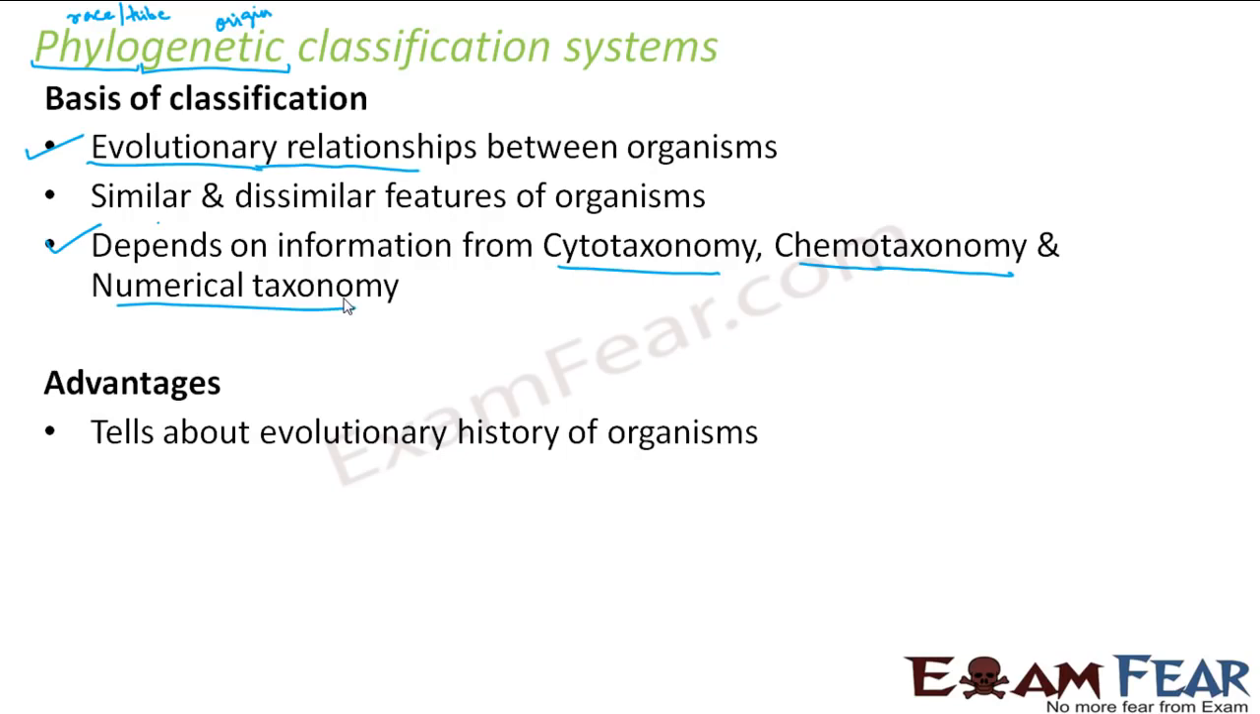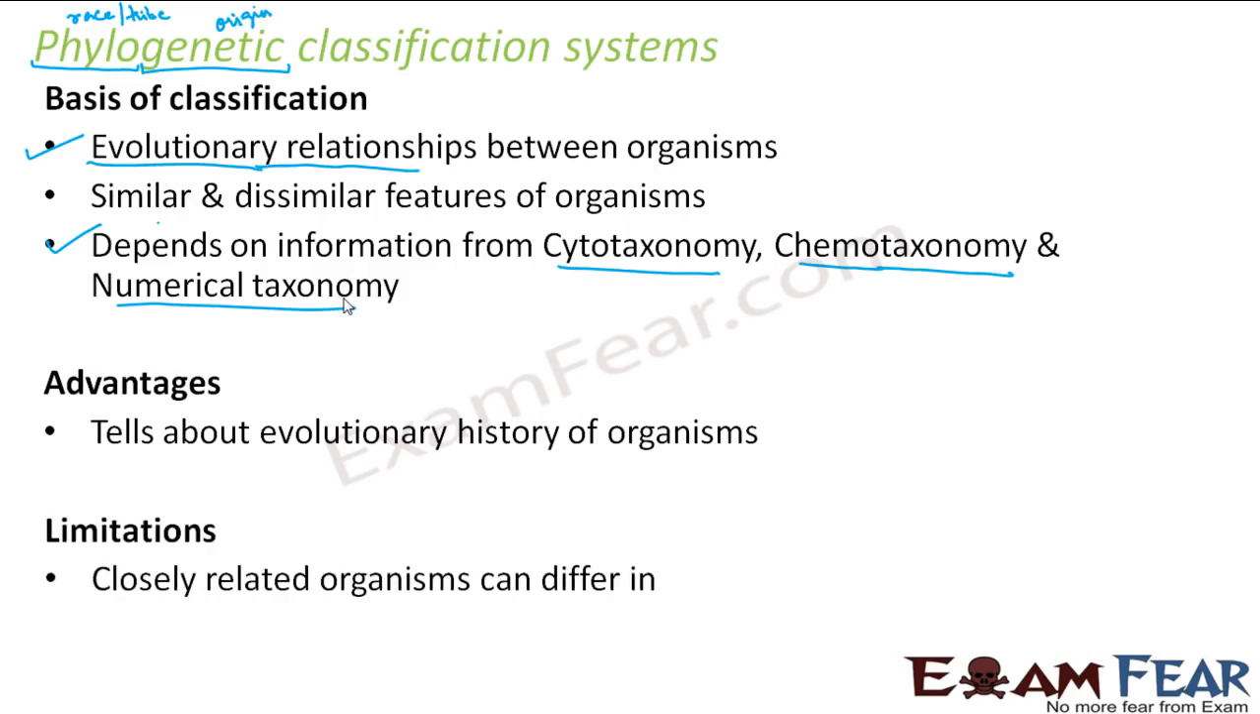So we will talk about the origin of different organisms. Talking about its limitations, closely related organisms can also differ in some important properties. So now, even after this phylogenetic classification, we see that there might be some organisms, but they will be very few. There might be some exceptional organisms which might differ in one or two properties. But this limitation was not as severe as the natural classification system.